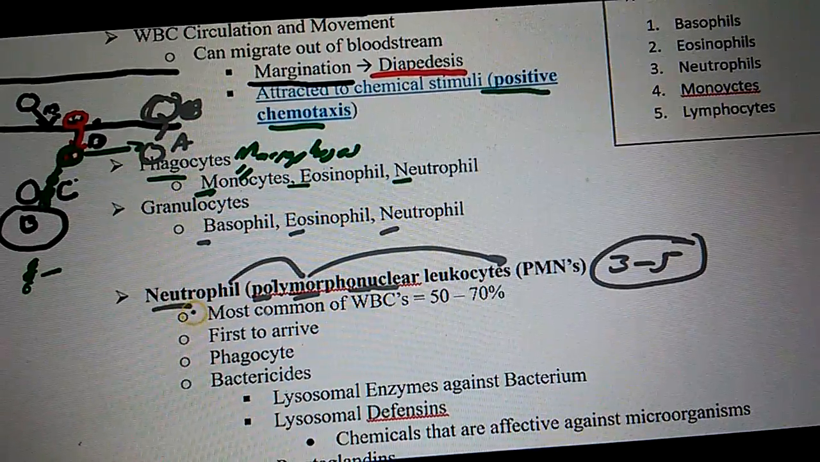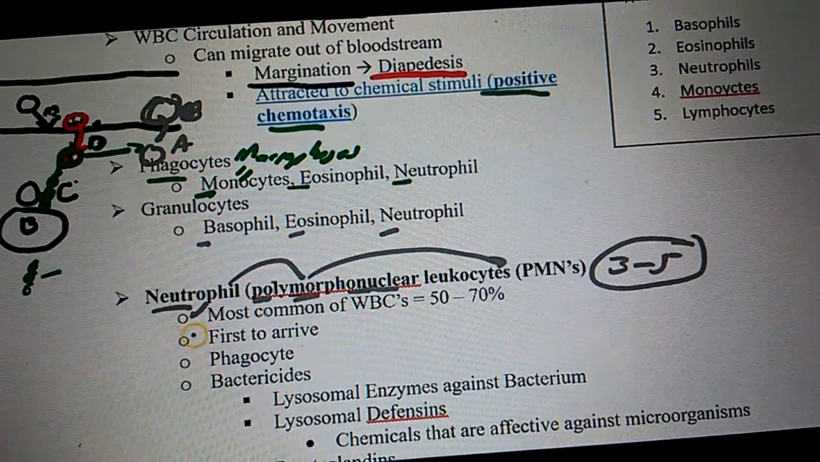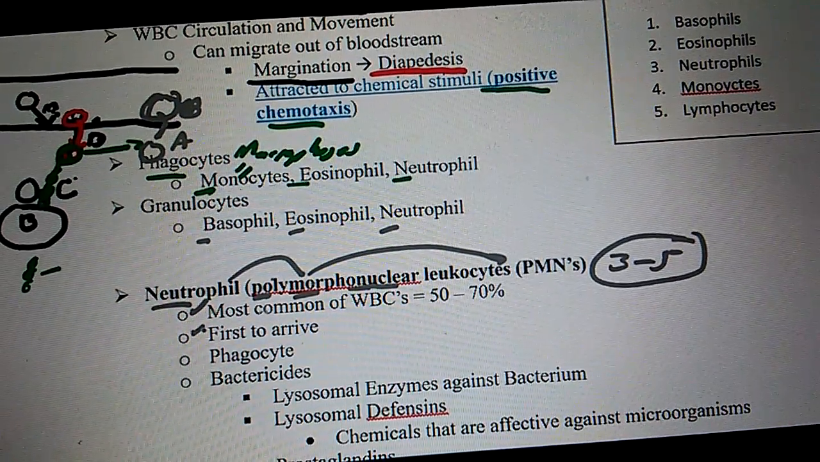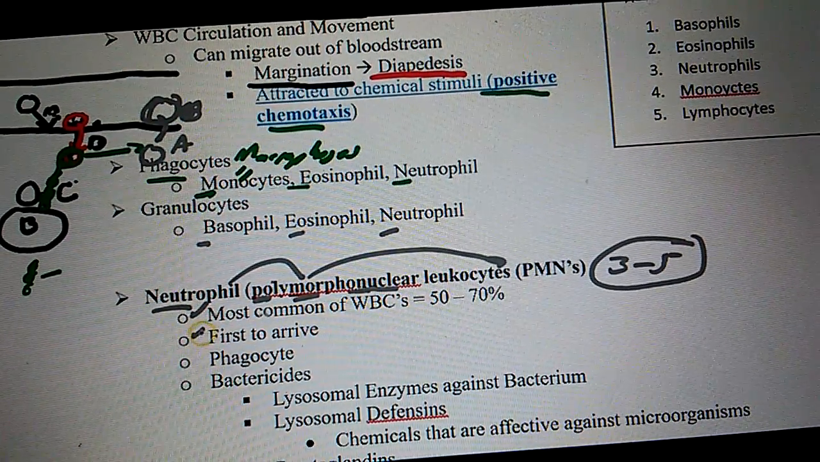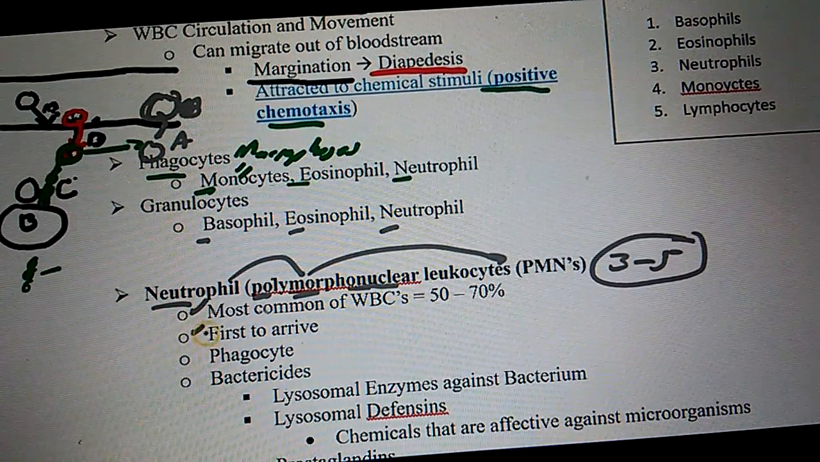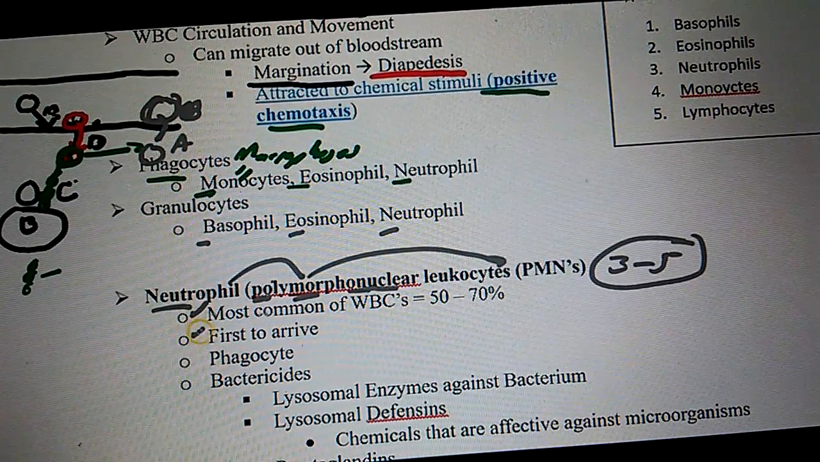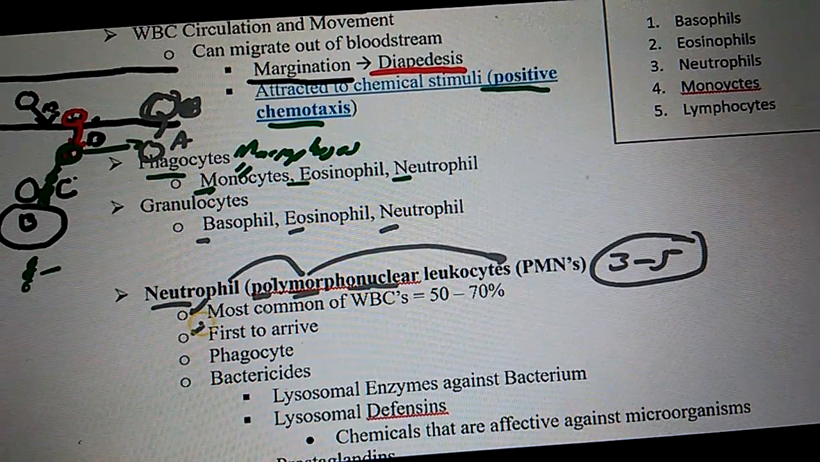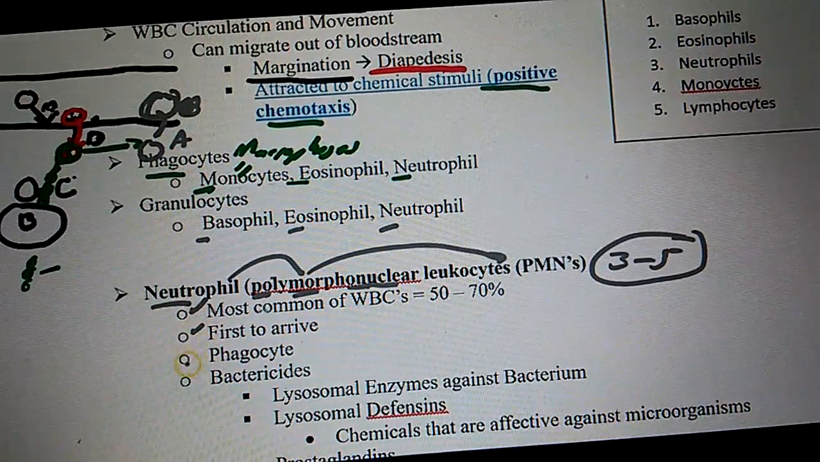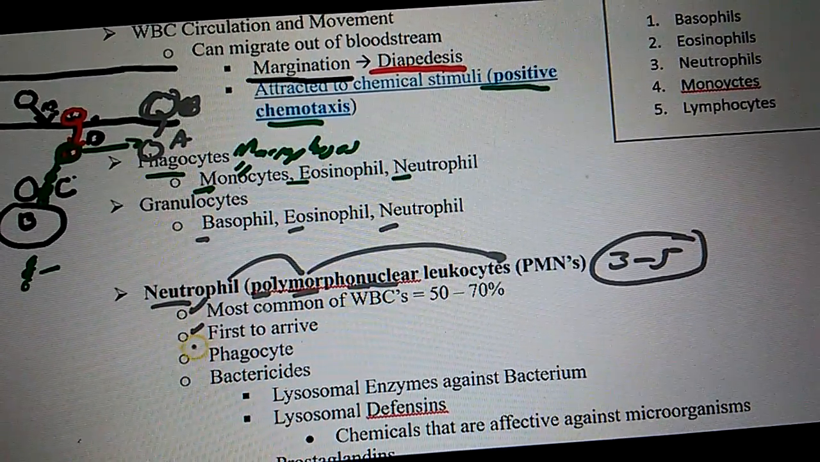What's the most common white blood cell? Neutrophil. What's the first to arrive at the site of an infection? Neutrophil. Which is the least common? Basophil. Which is the most common? Neutrophil.